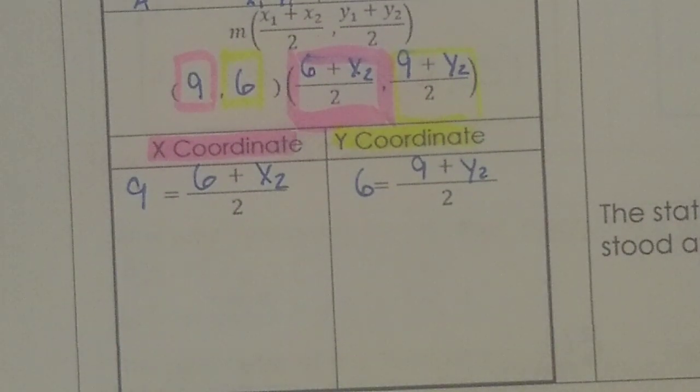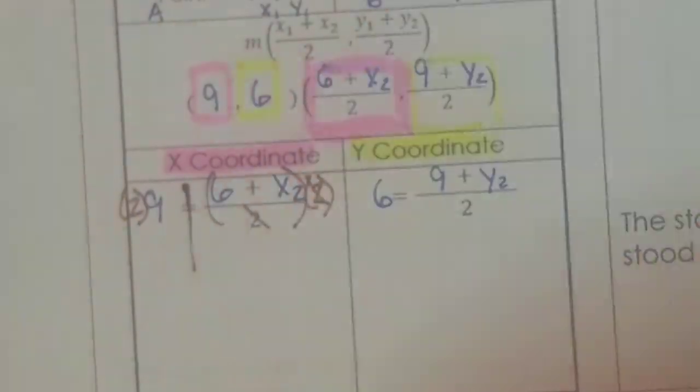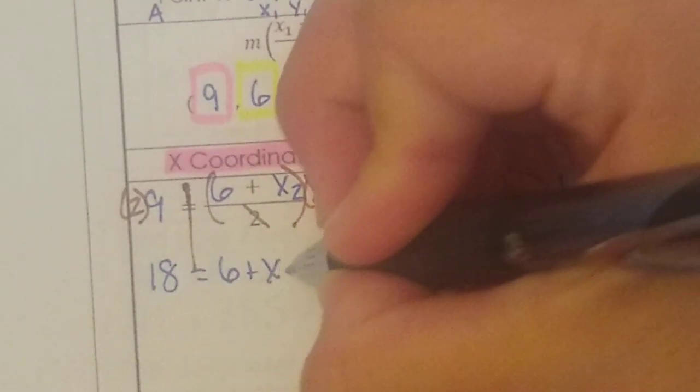So I just have to think, order of operations, what is happening to the x? Well, first 6 is being added to it, then it's getting divided by 2. So when I go to reverse all of this, the first thing I need to do is reverse that division by 2. How do I do that? I multiply by 2. So I multiply both sides by 2. And when I do that, these 2's cancel out. And 2 times 9 is 18. 6 plus x2 stay together.